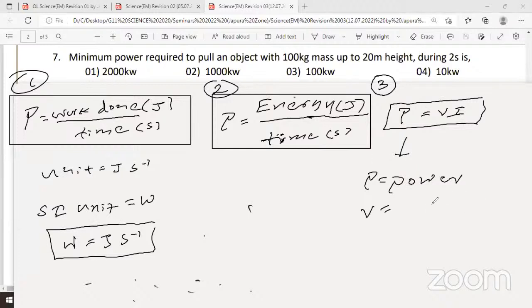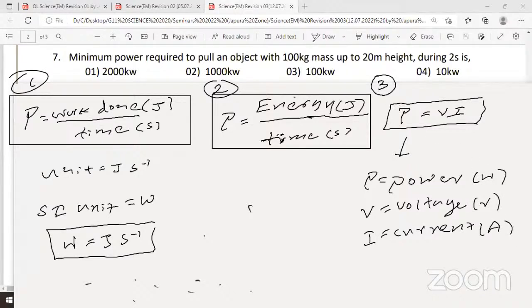Example, an electric bulb: that is how you calculate the power, voltage times current. Voltage in volts, current in amperes, power in watt. For an electric bulb or LED lamp you get power like 20 watt, 100 watt. That shows how fast it utilizes energy, the rate of doing work.